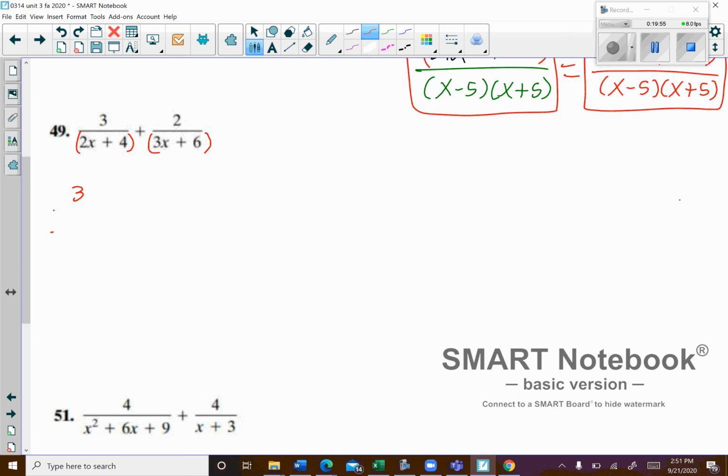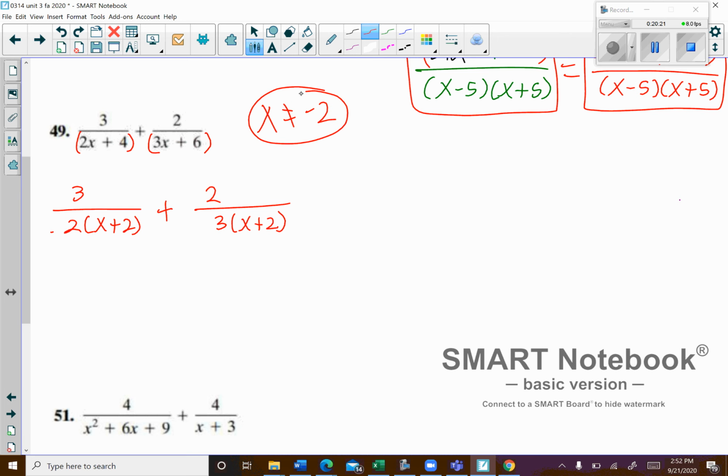So I'm going to have 3 over, I can factor out a 2, and that leaves me with x plus 2. I'm giving myself some extra space. Then plus 2 over, and on this one I can factor out a 3. I'm left with x plus 2. Hopefully you can see that my restricted value is negative 2. I don't want to let x be negative 2 because if I do, my denominators would become 0, and that's not good.